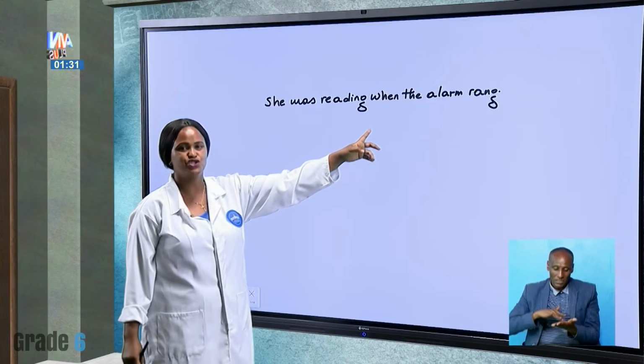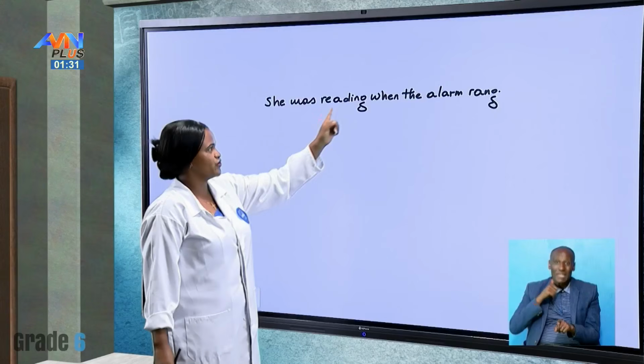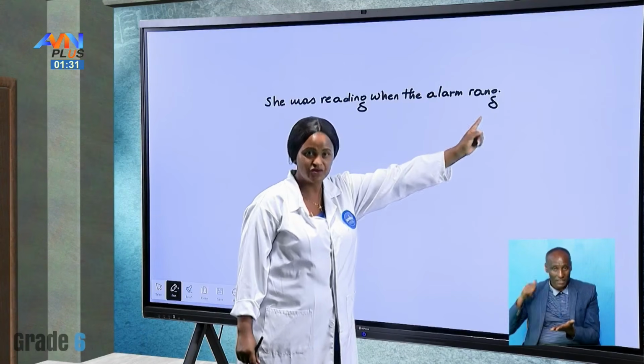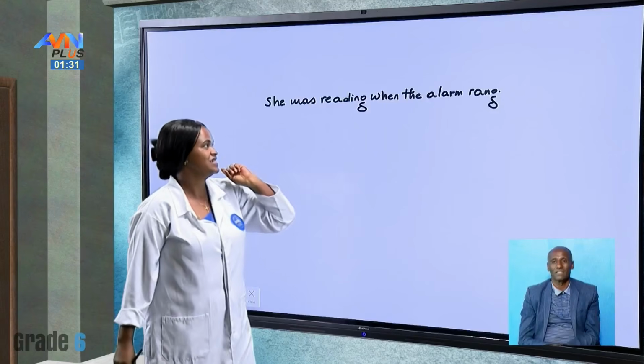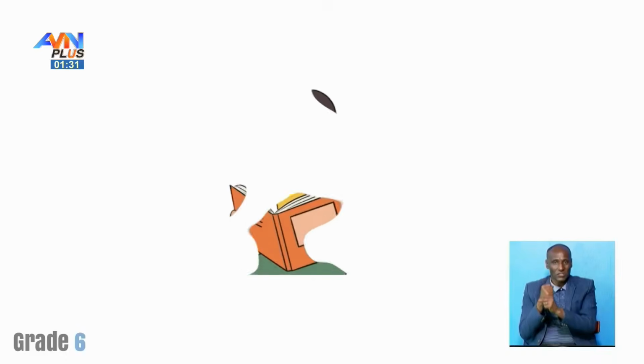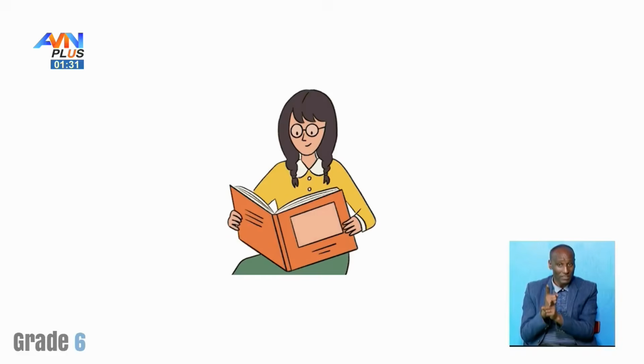How many activities do we have? One, reading. The other, rang. The alarm rang. Yes? Which one do you think is a long action? Right. The first one is a long action. Yes? It says what? She was reading. This one is a long action.